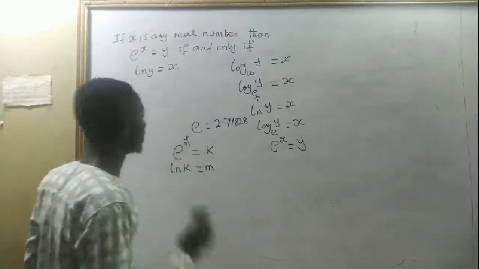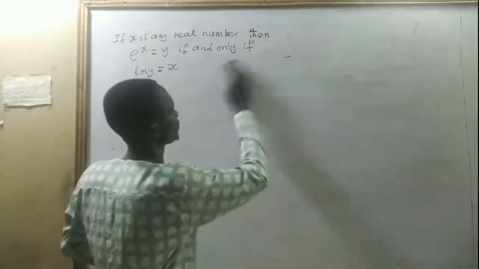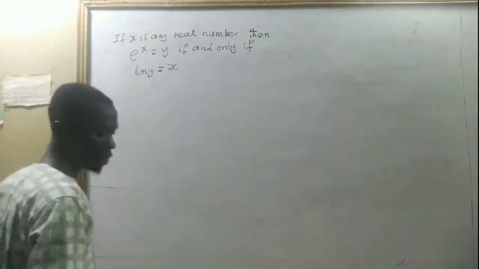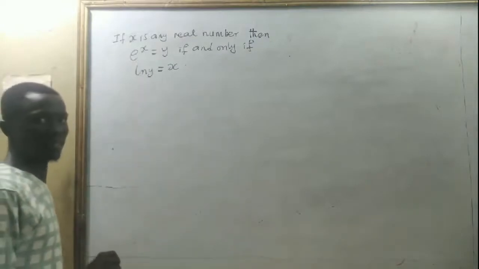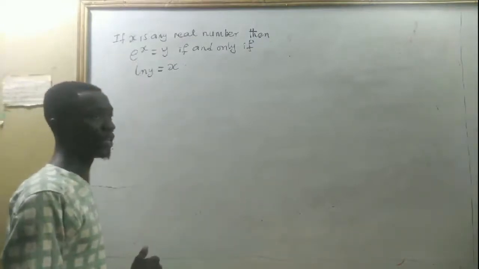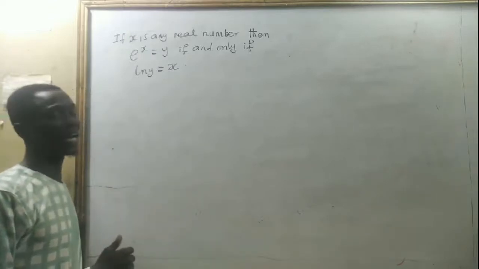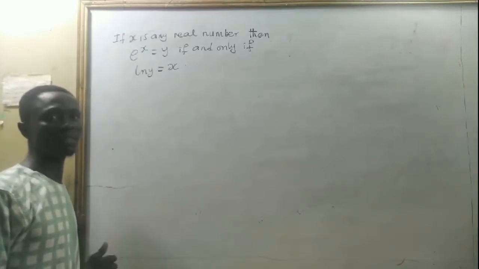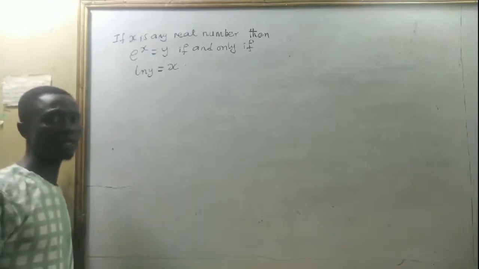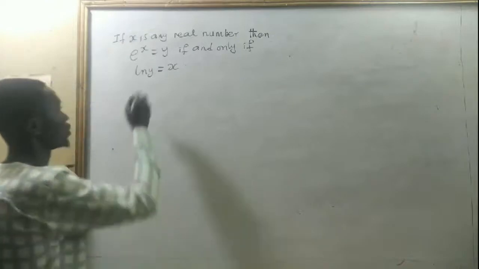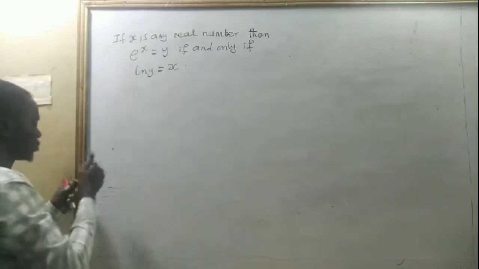Now, how do we differentiate the natural exponential function? We are going to differentiate this implicitly with respect to x. Watch my video on implicit differentiation and differentiation of the natural logarithmic function from the description, or you can request for that at the comment section and I'll give you the link.